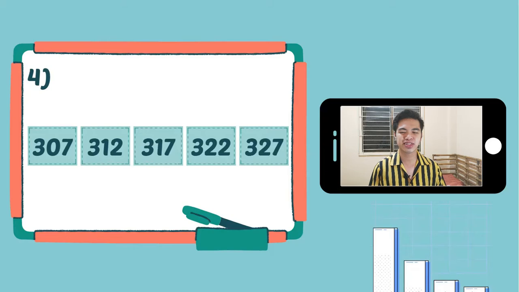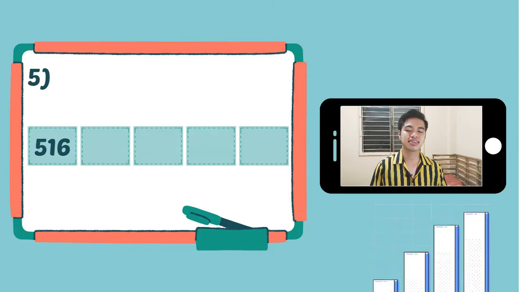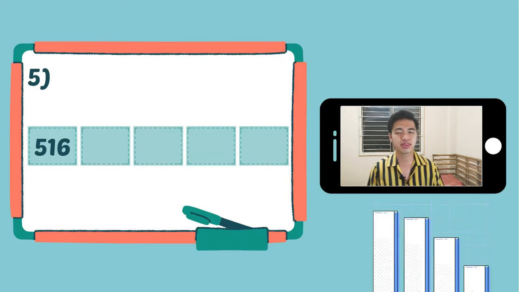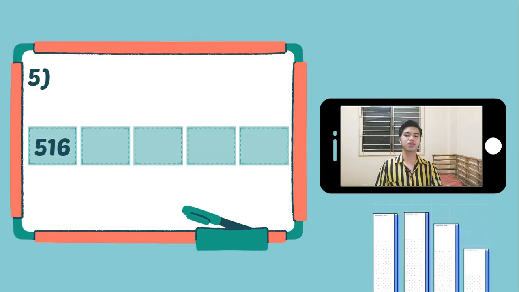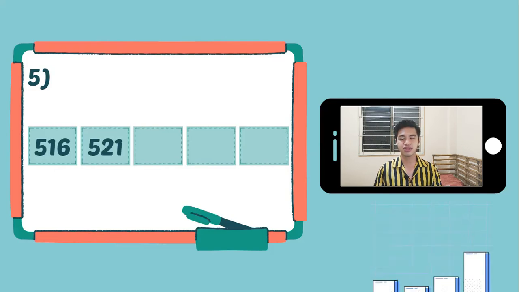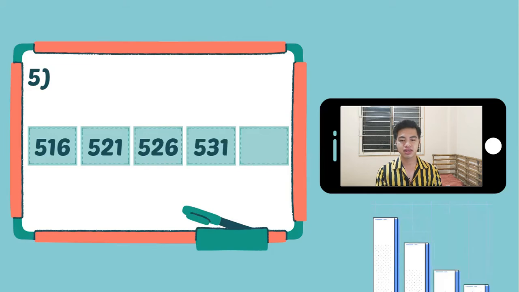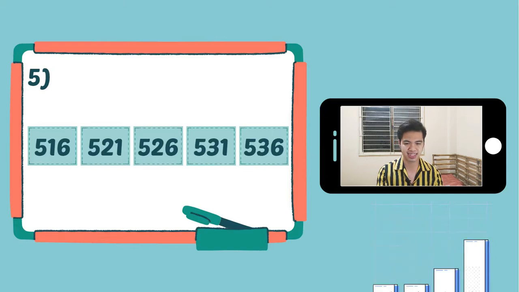Okay, kids? So let's go to number 5. This is the last example for this activity. So we're just going to do the same thing. 516 plus 5, it will be 521. Okay, 521 plus 5 will be 526. Very good. And 526 plus 5, it will be 531. And then lastly, 531 plus 5 will be 536. Okay?